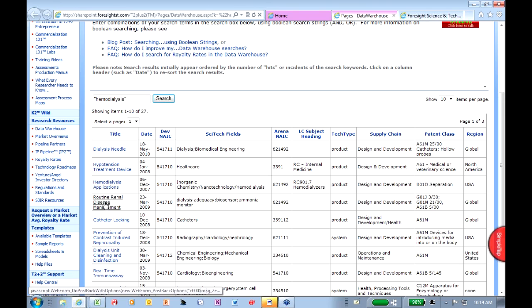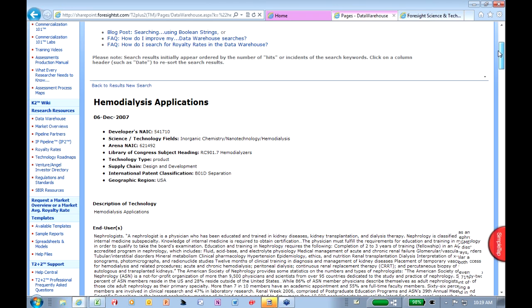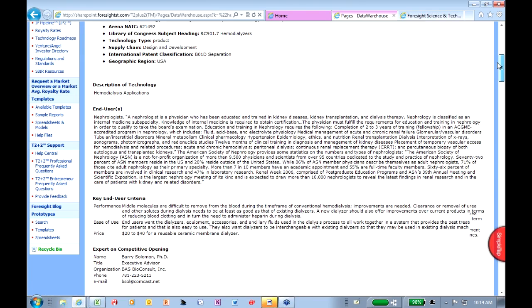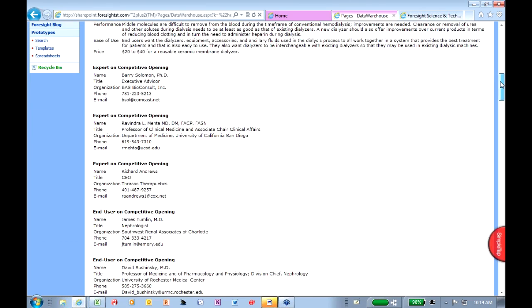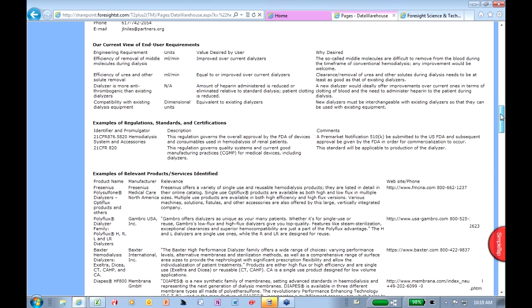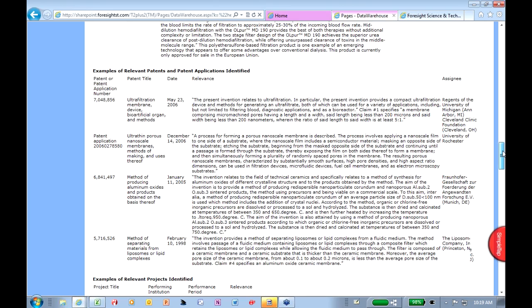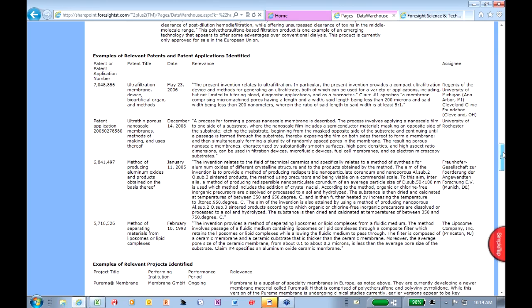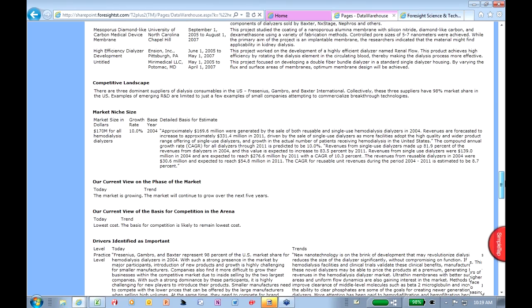Let's just say we were looking at applications for hemodialysis. Here's a report that we can open up. And what we'll see is we'll get a bunch of information on what's going on. Here's the end users, criteria people are looking at, people we can contact if we have questions, user requirements, regulations as of the date of this report. Here's the competing technology out there. This is patents. We just saw products. Here's R&D. Here's the market size, what's going on in the market, drivers.